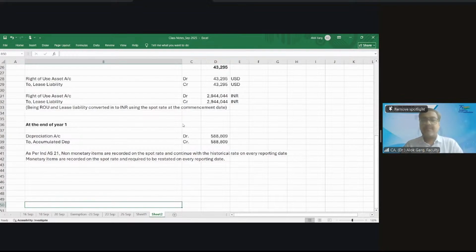So friends, the ROU part we have done. What about lease liability? Because lease liability is a monetary item. Tell me, what should we do with that lease liability? Ayush, what's your view? Sir, for the lease liability, the payment should be made with the conversion to USD on the last date, because we are paying on the last date. Okay.